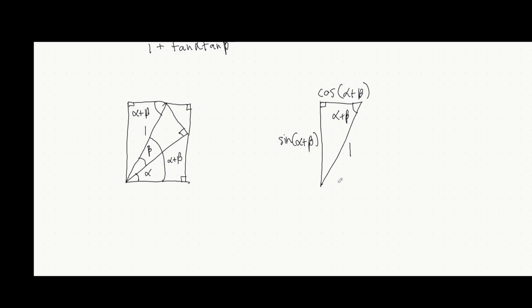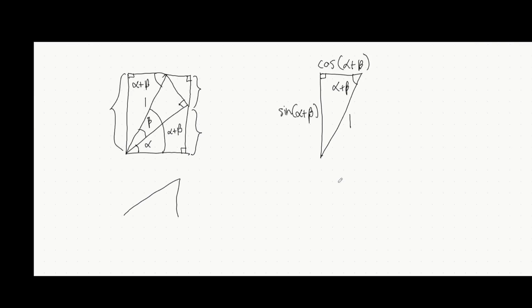So the side length sine alpha plus beta, that's the left side of our rectangle, is going to be the same as the right side of the rectangle. So if we can find both of these sides and add them up, then that will equal sine alpha plus beta. So first, let's find the hypotenuse of this triangle on the bottom, and then we can find the vertical side.